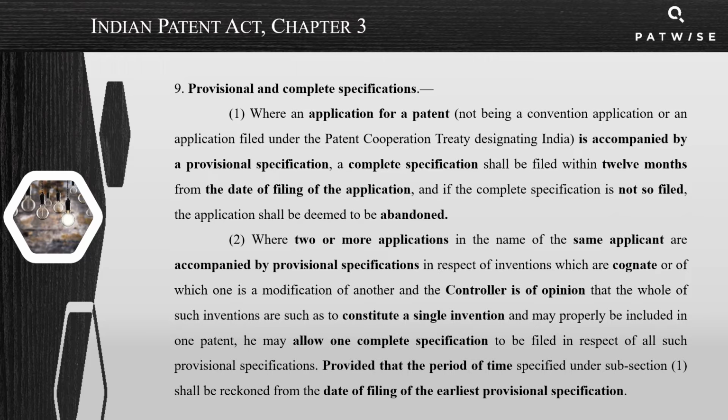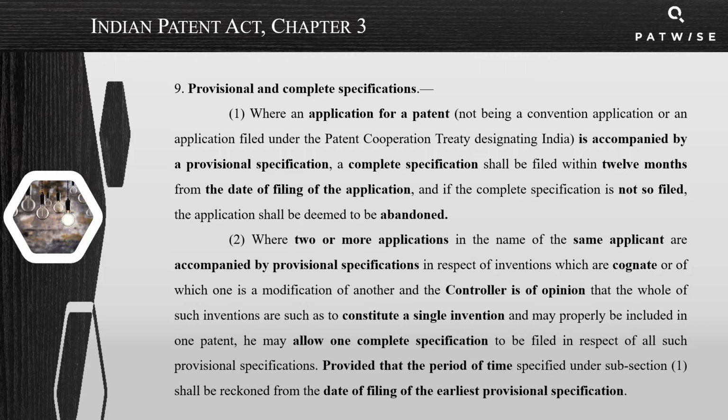Section 9. Provisional and complete specification. So this section deals with Form 2, that is, along with the application you will also have to file either a provisional specification or a complete specification. According to subsection 1, where an application for patent is accompanied by a provisional specification, then a complete specification shall be filed within 12 months from the date of filing of the provisional specification. If the complete specification is not filed within 12 months, then the entire application for patent shall be deemed to be abandoned.